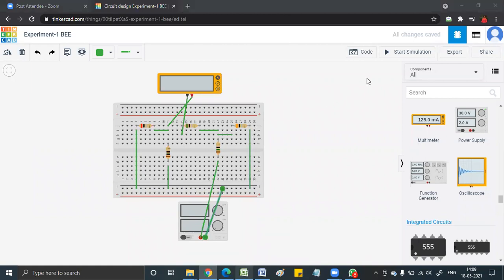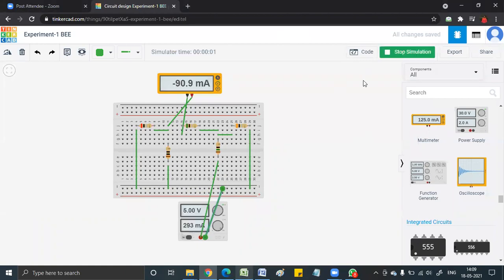Is this clear? Yeah. Now we have to just start the simulation. Right. So the current over here is, please make a note of it, your I2 is minus 90.9 milliampere. Okay. So I2 is minus 90.9 milliampere. You have to take a print screen of this. This is the second part?